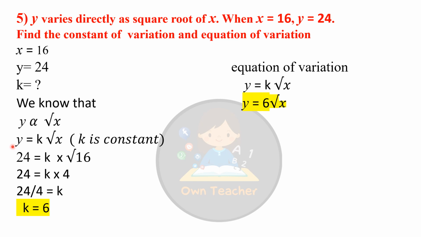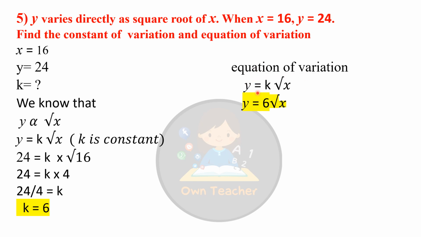Now we will put the value of y and x. So we know the value of y is 24 and value of x is 16. So we will put here 24 is equal to k into root of 16. We know the root of 16 is 4. So we will write here 4. 24 divided by 4 is equal to k. 4 6s are 24. So the value of k is equal to 6.